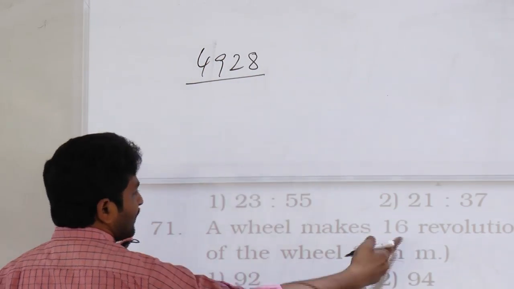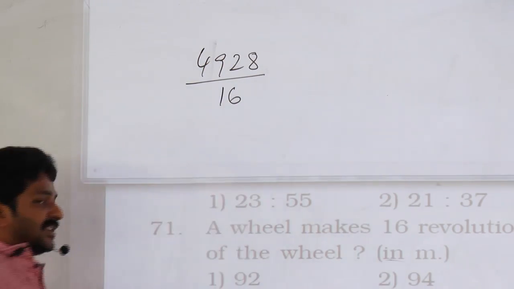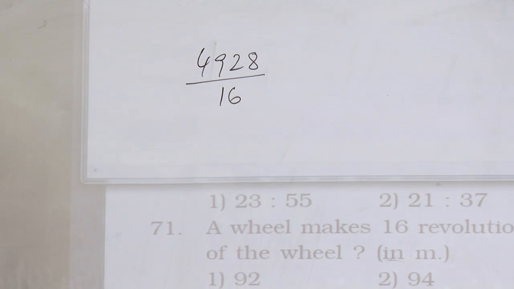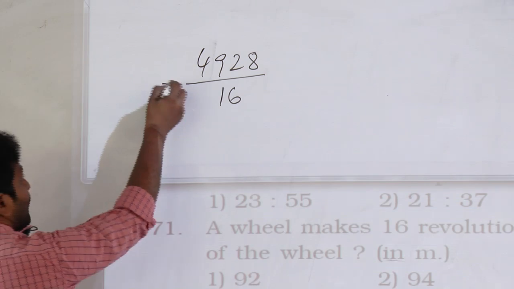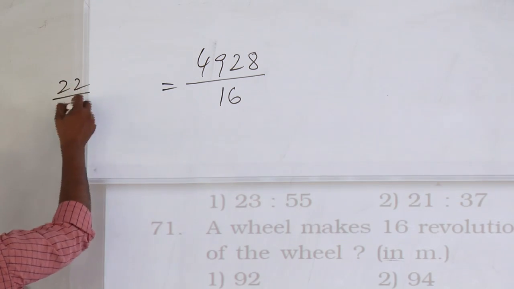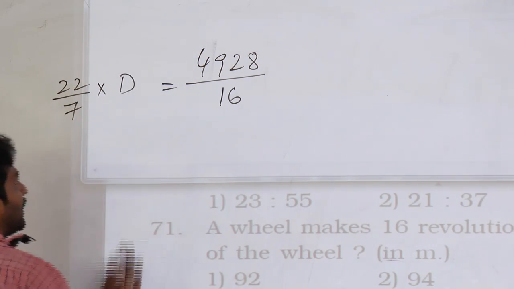4928 divided by 16. This is the distance that they are going to cover in one revolution. Right? What is your question? You asked about diameter. In one revolution, they are going to cover perimeter only, right? So that is 2 pi r or pi d. Pi in the sense 22 by 7 into diameter d.